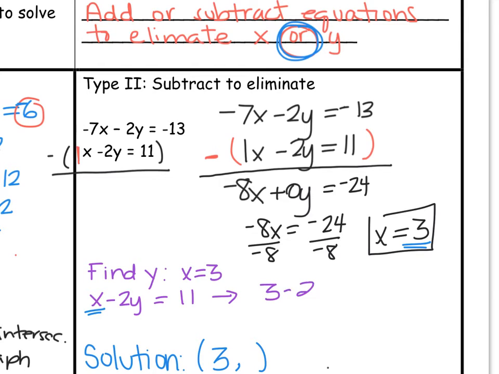I get 3 minus 2y equals 11. Subtract 3 from each side, and I get negative 2y equals 8. Divide by negative 2, and I get y equals negative 4. So there's my solution to this system of equations. If I plug in 3 for x and negative 4 for y in both of these equations, it will work, and this is the point of intersection on the graph.